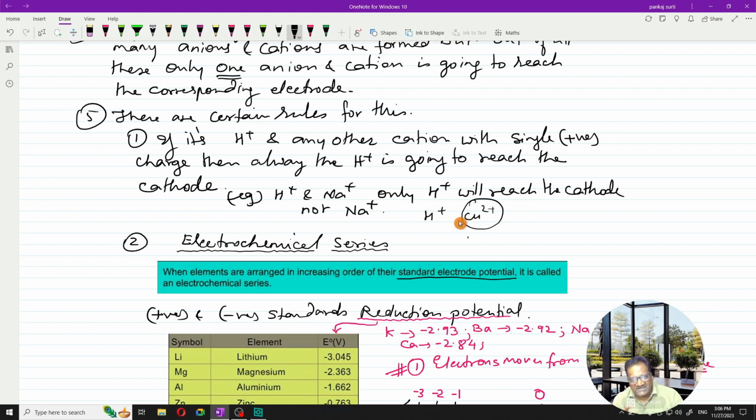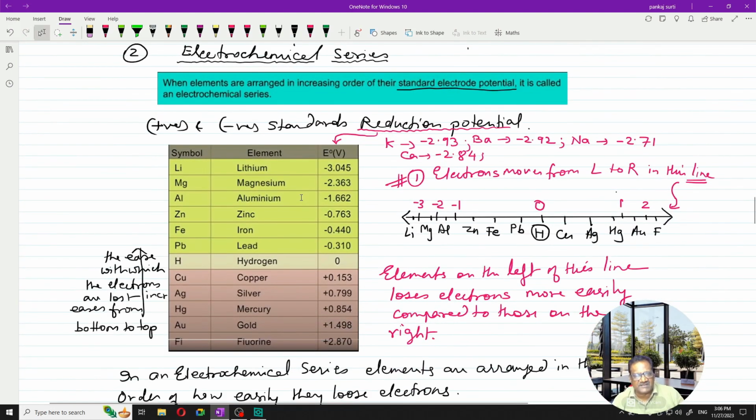To understand this rule, you have to understand something called the electrochemical series. Now, the electrochemical series is a very deep topic, so you don't have to go very deep into it. I'll just explain how much we need right now. We have to understand, out of hydrogen and some other positive ion, which one is going to win the race of reaching the cathode. That's the biggest question. To answer that question, we are going to study this electrochemical series.